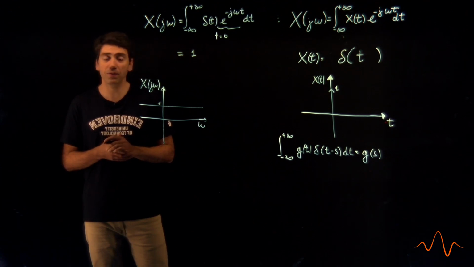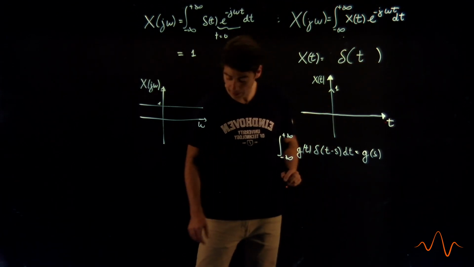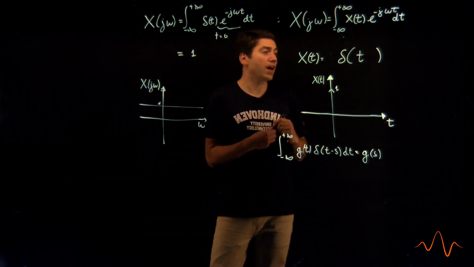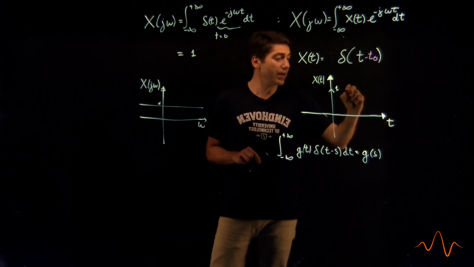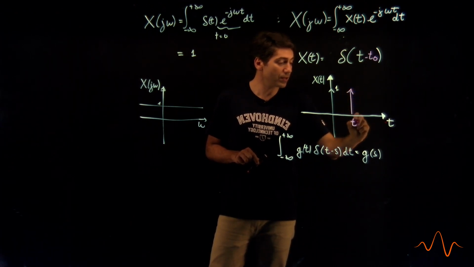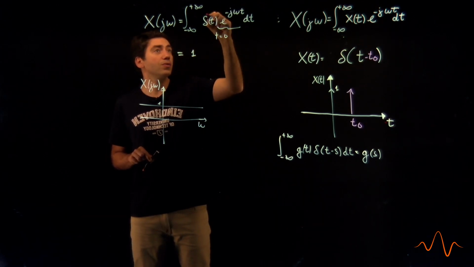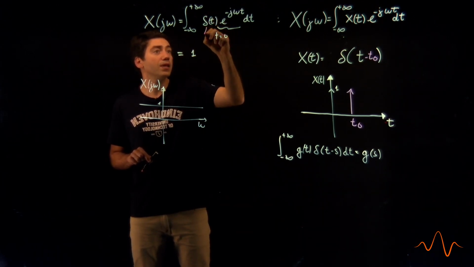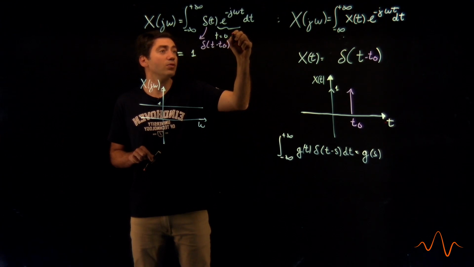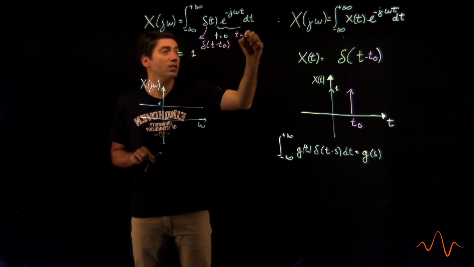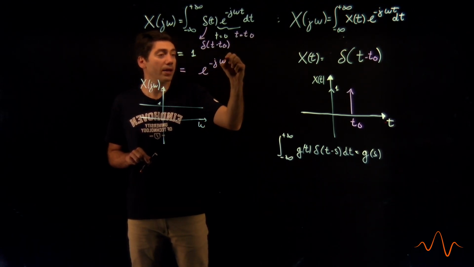Now, it's also convenient for the next example to compute the Fourier transform of a Dirac, but centered at, let's say, t0. So now we have a Dirac centered here at t0, delta of t minus t0. If we do that, we have to evaluate this function here when t equals t0, and we would get instead e to the power of minus j omega t0.